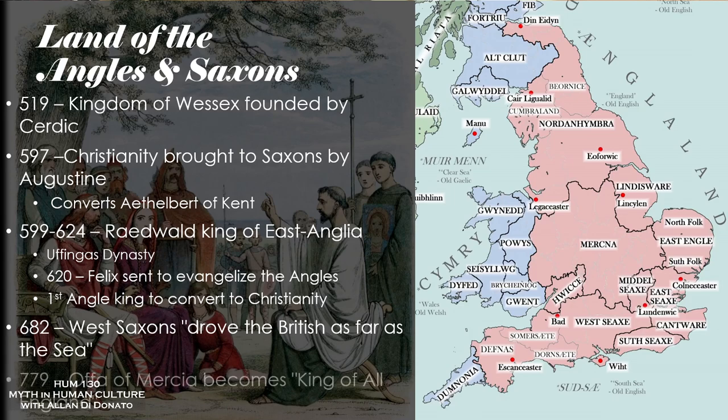By the 8th century, 779, Offa of Mercia, which is in the central portion of the island, proclaims himself king of all England. Okay, and again, England being the land of the Angles.